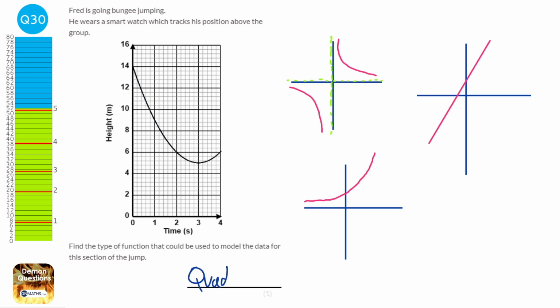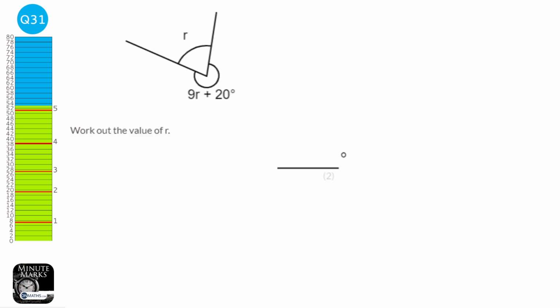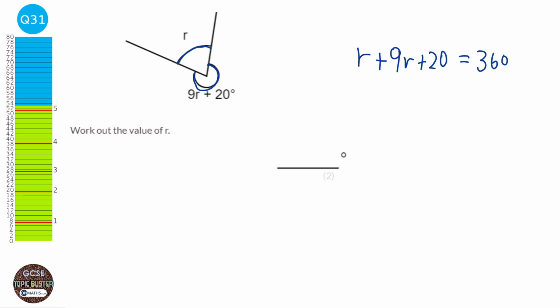So quadratic function. So angles on a point add up to 360, and we are given the values of the angles, but in terms of r. So we know that r plus 9r plus 20 will equal 360. So we've got an equation here we can solve. So first of all, let's add the r's together, and so that will be 10r plus 20 equals 360.